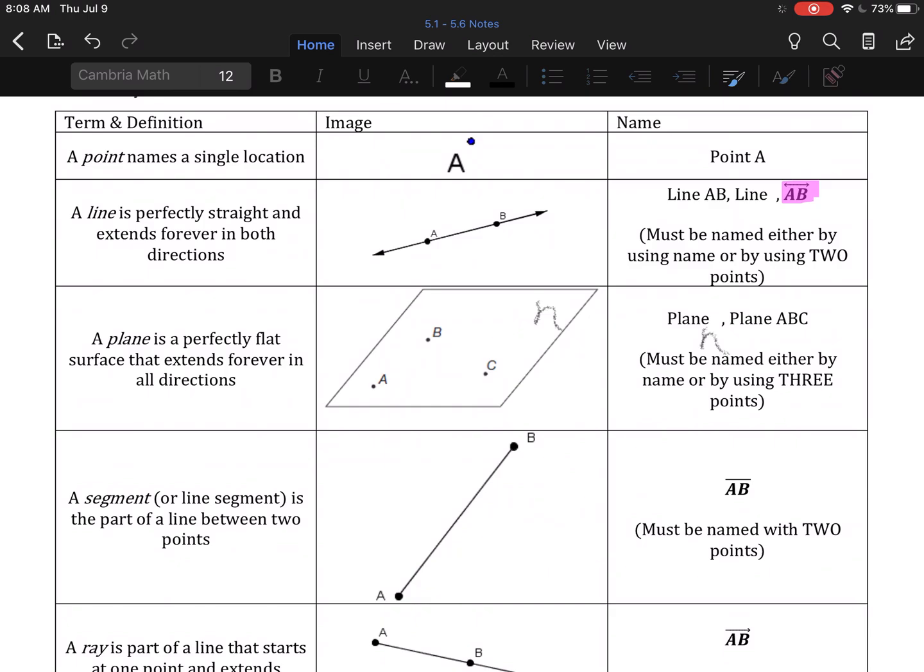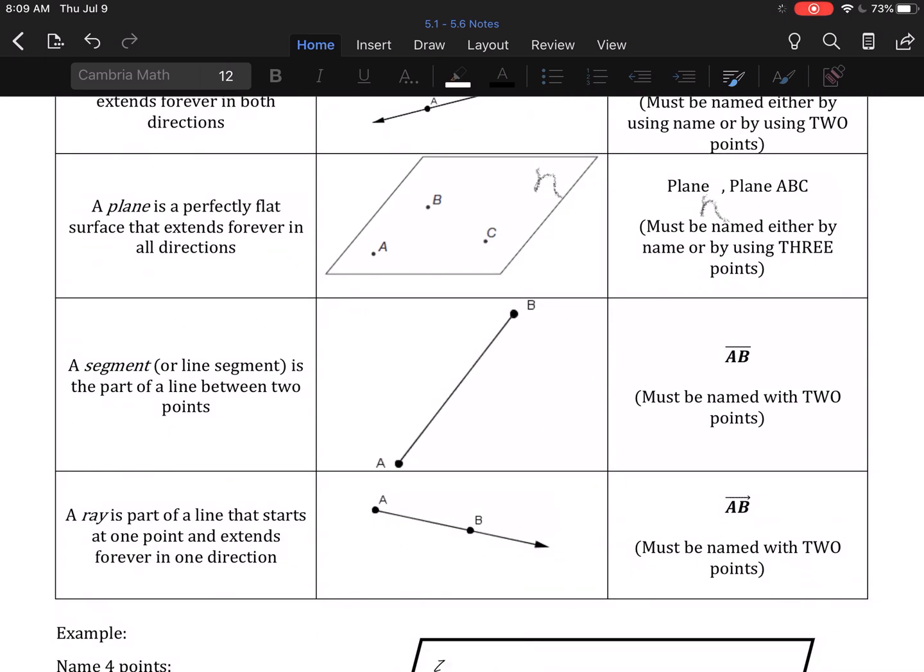A line segment is the part of a line between 2 points, so there'll be no arrows on a line segment. 2 arrows on a line, no arrows on a line segment. To write line segment AB, we write AB, put a line above it with 0 arrows on it. Line segment BA is the same thing. Line segments and lines are reversible.